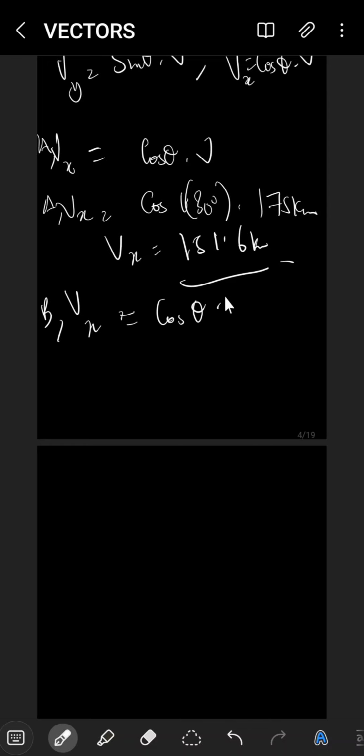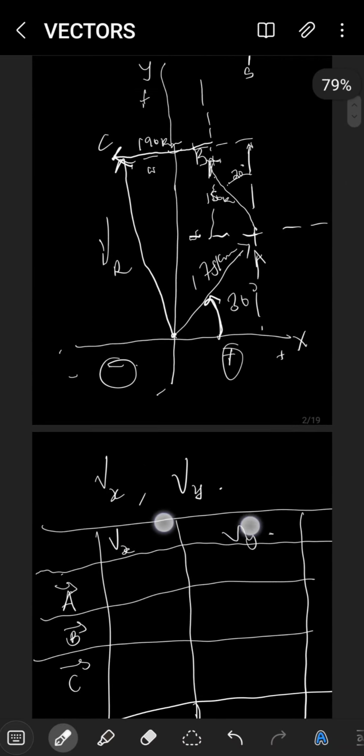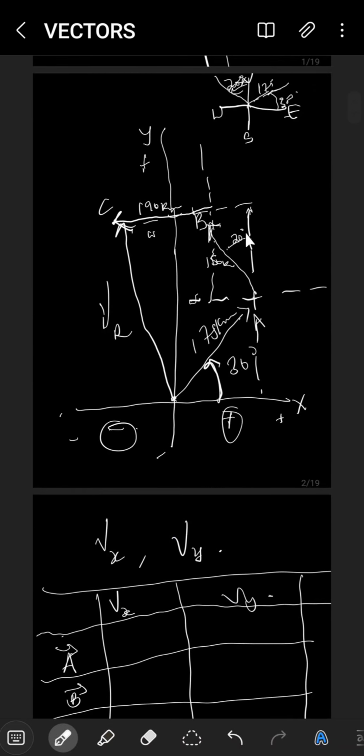We'll also do that for B. B will be cos of the angle multiplied by V. The angle again should come from the positive x-axis. What was B's angle? In the question, B was given as 20 degrees west of north. Is 20 degrees coming from the positive x-axis? No, it looks like it's coming from the positive y-axis. But we need the angle from the positive x-axis, so we just have to add 90, because this whole section is 90 degrees, plus 20 degrees to get the accurate angle. So 90 plus 20 is 110 degrees.